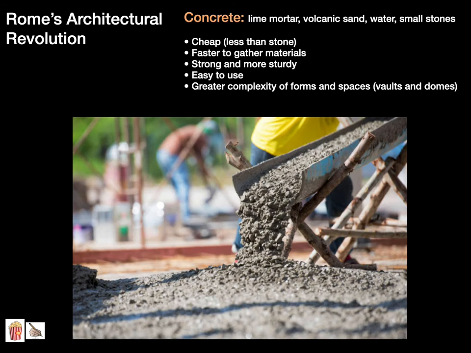Rome's architectural revolution. Concrete is a substance made of lime mortar, volcanic sand, water, and small stones. It's cheap, less than stone, faster to gather materials, strong and more sturdy, easy to use, and permits greater complexity of forms and spaces, like vaults and domes. The new medium became a vehicle for shaping architectural space and enabled Roman architects to design buildings in revolutionary ways.